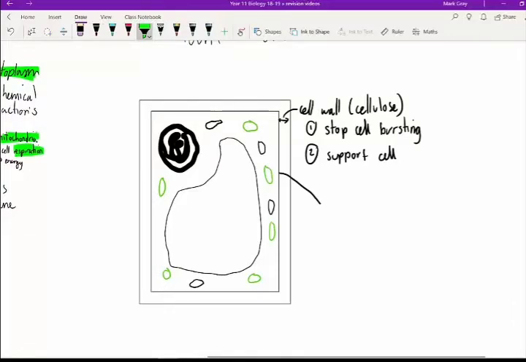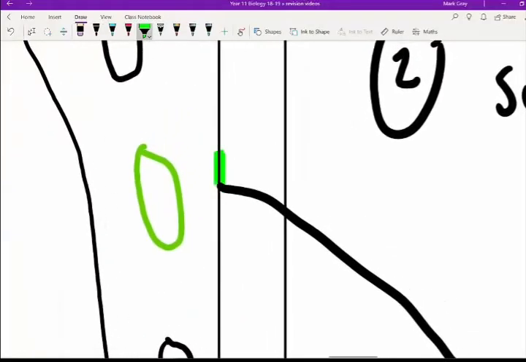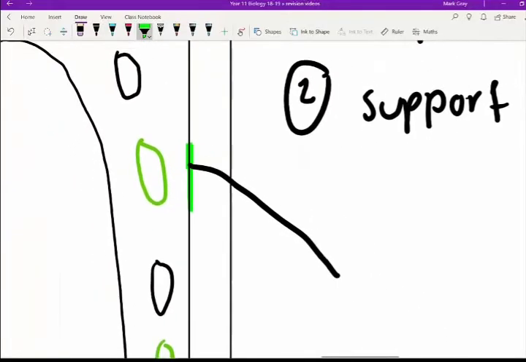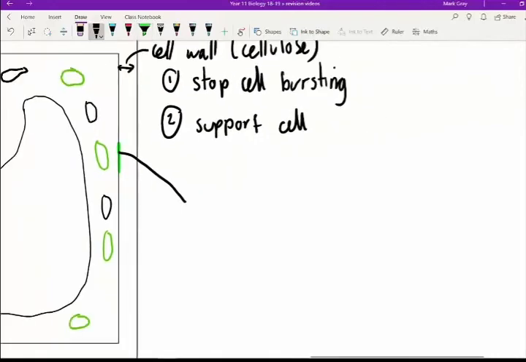The next little bit is this bit in here. This line that goes the whole way around the outside is known as the cell membrane.